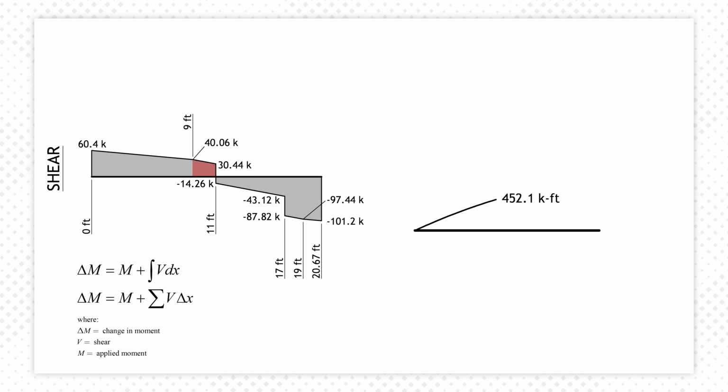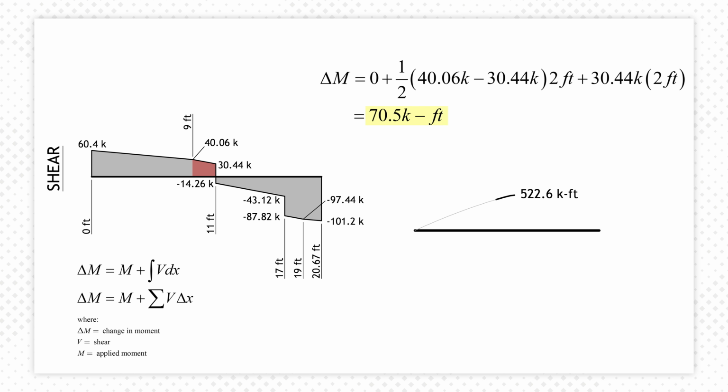Going from the 9-foot to 11-foot mark, we find the area under the shear diagram as... Adding this to the moment at 9 feet, we get 522.6 kip feet. The point where the shear diagram changes from positive to negative marks the maximum moment in this case.